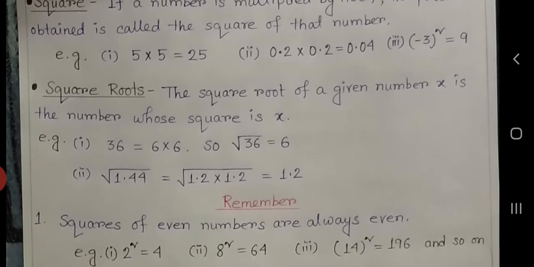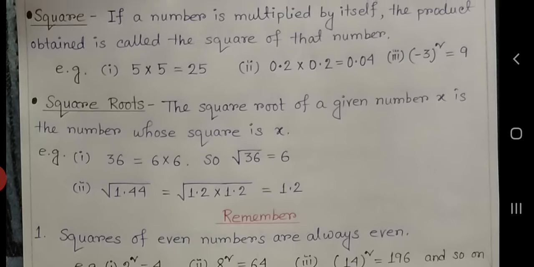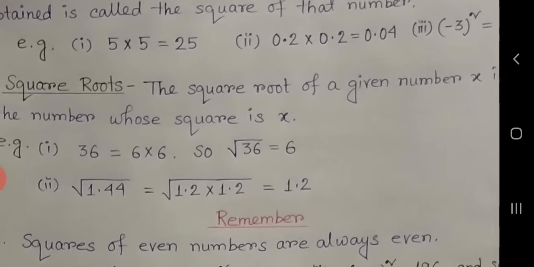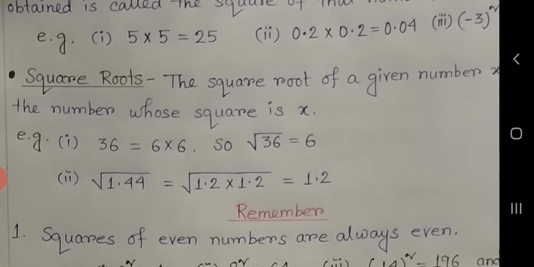Coming to the next example, square root of 1.44. We all know 1.2 into 1.2 is equal to 1.44. So the square root of 1.44 is 1.2.